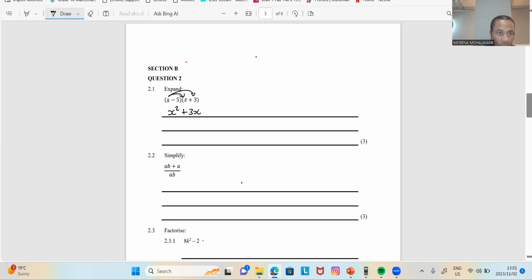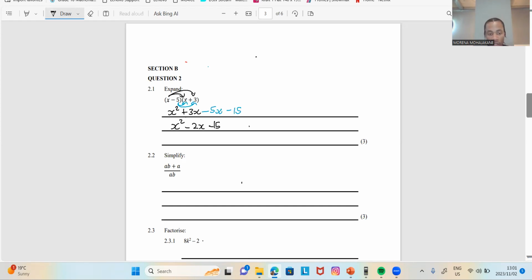And then when I look at this negative 5, the negative 5 is going to multiply the x, so it's negative 5x. Then the negative 5 also multiplies the 3, you get a negative 15. So my answer here, I don't have any like term for x squared. So positive 3x and negative 5x gives me a negative 2x. Then there's the minus 15.